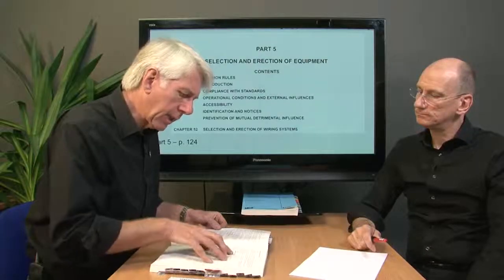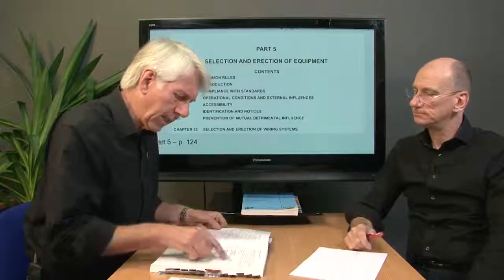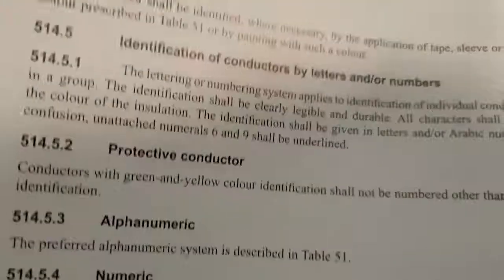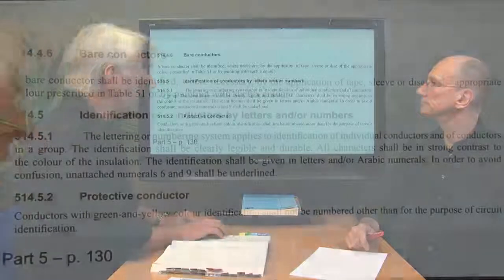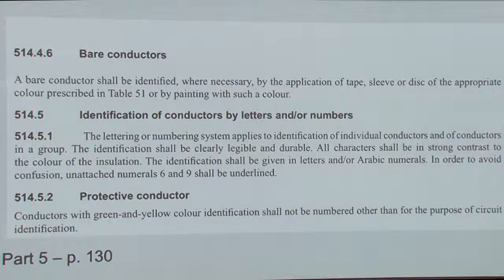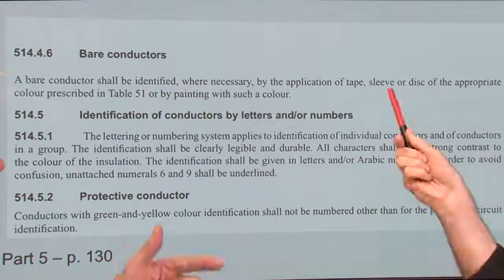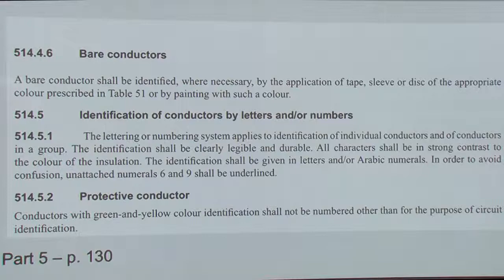You might look at identification of conductors. It doesn't say anything about bare conductors in that. Keep going down. But when you turn the page to 130, right at the top we've got 514, bare conductors. So what does it say? Read it out. A bare conductor shall be identified when necessary by the application of tape, sleeve or disc of the appropriate colour prescribed in Table 5.1.